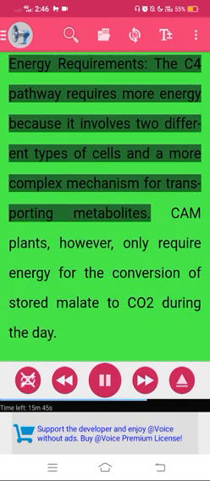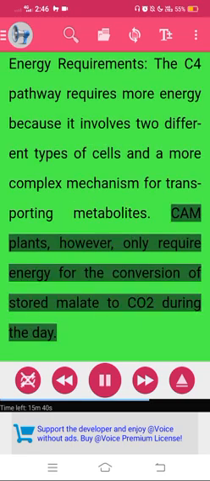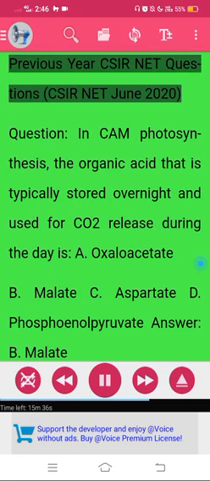Energy requirements. The C4 pathway requires more energy because it involves two different types of cells and a more complex mechanism for transporting metabolites. CAM plants, however, only require energy for the conversion of stored malate to CO2 during the day. Previous year CSIR NET questions.